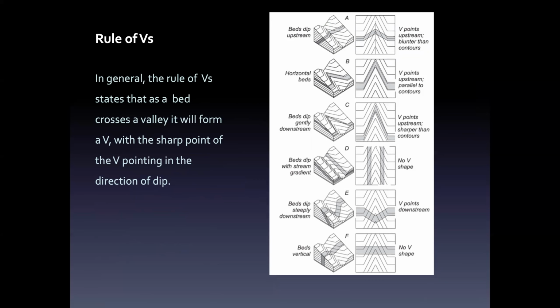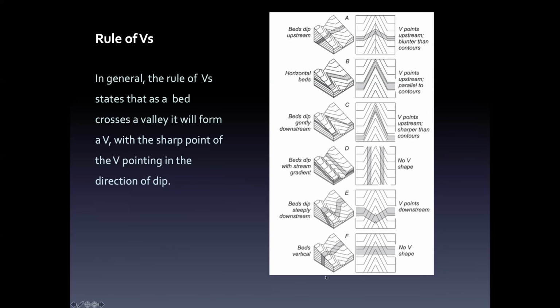And the basic rule is, the rule of V's states that as a bed crosses a valley, it will form a V with the sharp point of the V pointing in the direction of dip. The point, the end of the V, points in the direction of dip. That's extremely important when we're looking at geologic maps. And it's also important when we're drawing geologic maps. We have to draw them correctly.